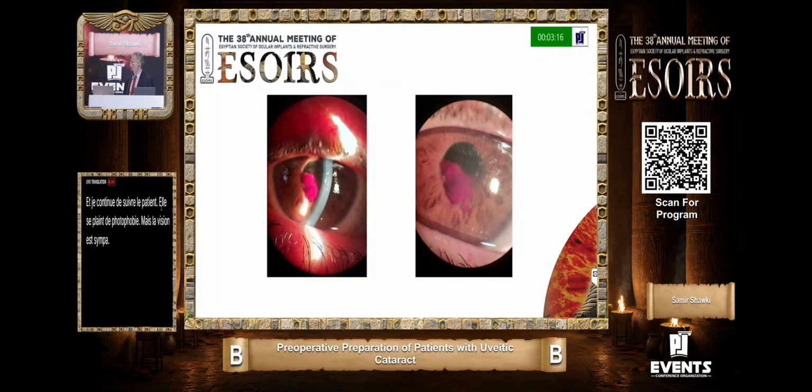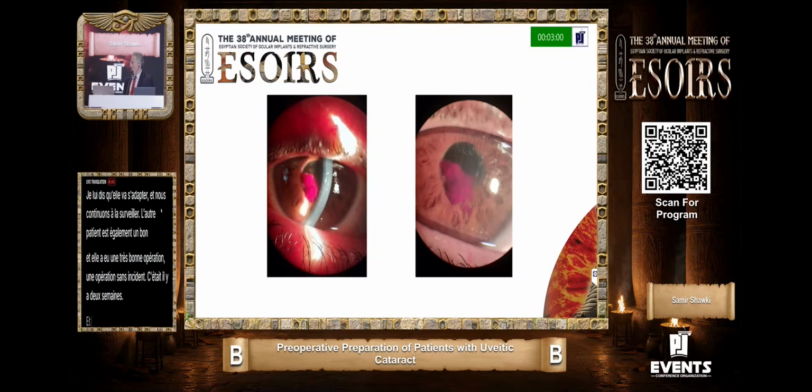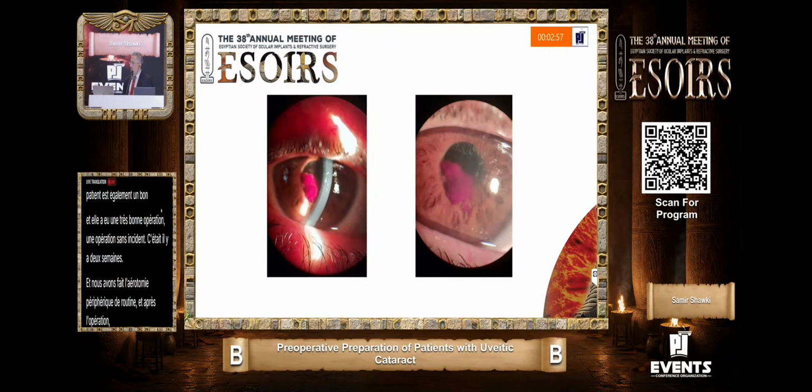The other patient also is a decent lady, and she had a very good, uneventful surgery. This was 2 weeks ago, and we did the routine peripheral iridotomy, and after the surgery, on the second post-operative day, she came to me with this large blood clot and hyphema and corneal staining, and the vision was, of course, affected too much because the position was central and the IOL was obscured from the reaction.